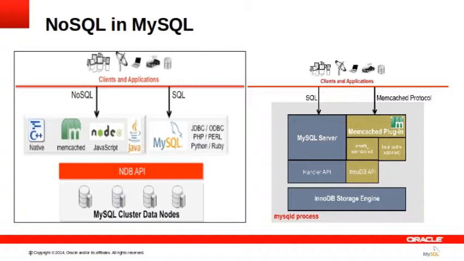So let's say we are using Java or JavaScript, and we are including the memcached API. We are importing that API, and then we are implementing this layer, and we can directly access this API.